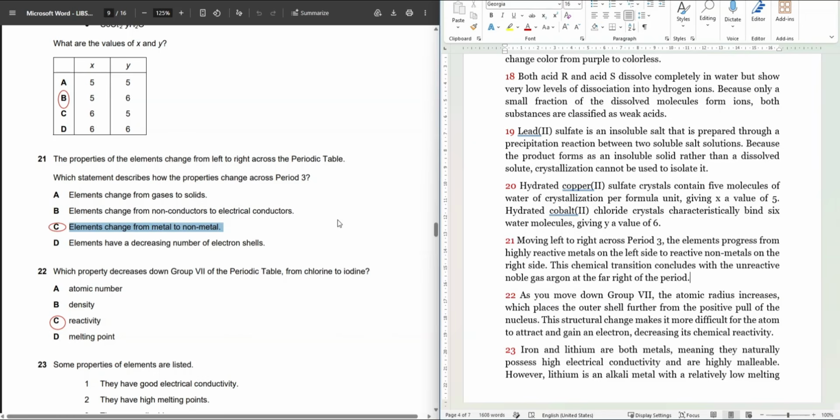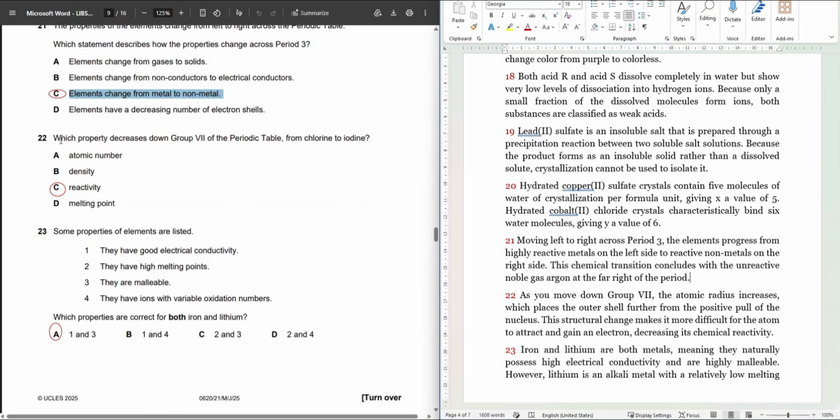Alright, let's move on. Question number 22. It says, which property decreases down group 7 of the periodic table from chlorine to iodine? The options are given. Option A, atomic number. Option B, density. Option C, reactivity. Option D, melting point. So our answer choice is C, which is reactivity.